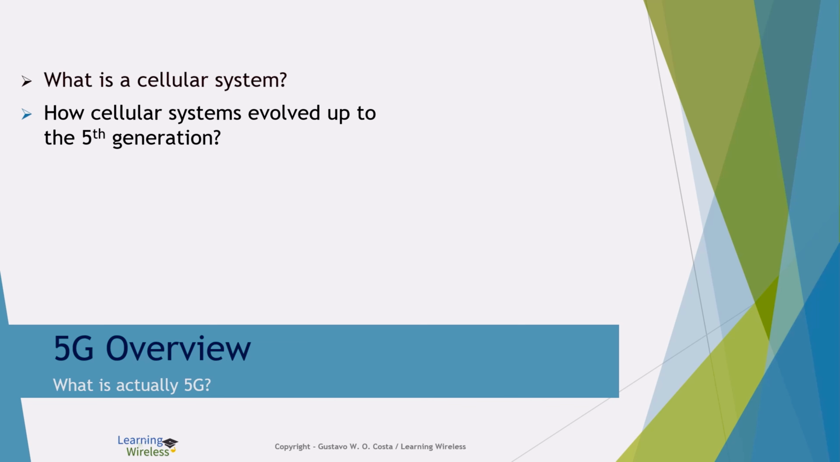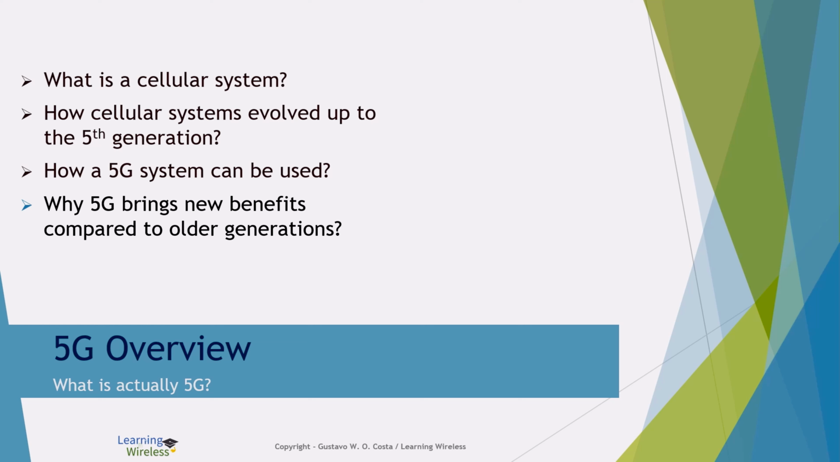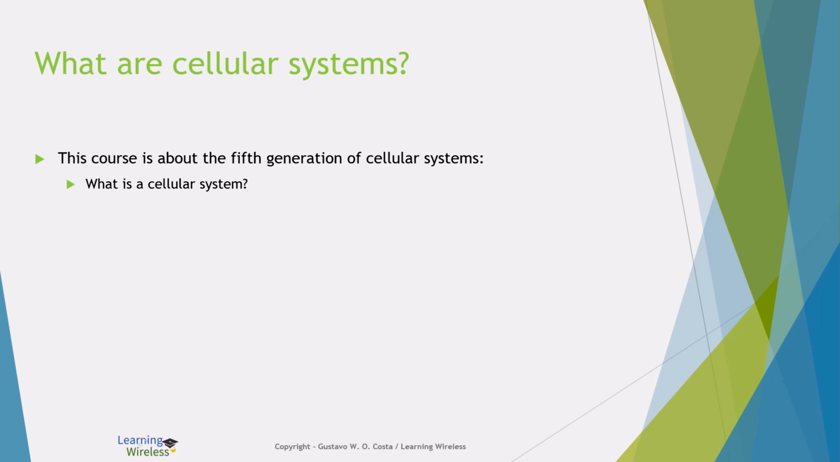Then the second question is how cellular systems have evolved up to the fifth generation. This has happened not only from generation to generation, but actually in ways that most people do not know about. Then the next question is how a 5G system can be used. Those are about the 5G usage scenarios, which are well known in the telecommunications arena, but for someone trying to understand the system the first time, it needs a lot of clarification. And finally, we're gonna understand also why 5G brings new benefits compared to older generations, which should be clear from the new usage scenarios.